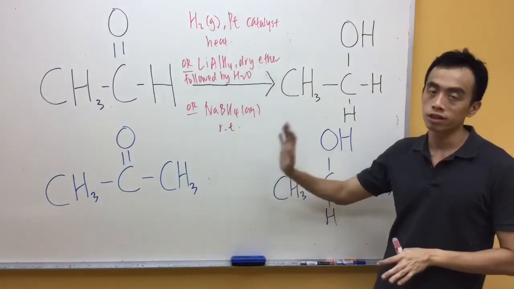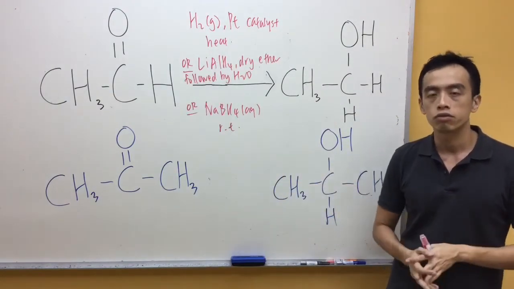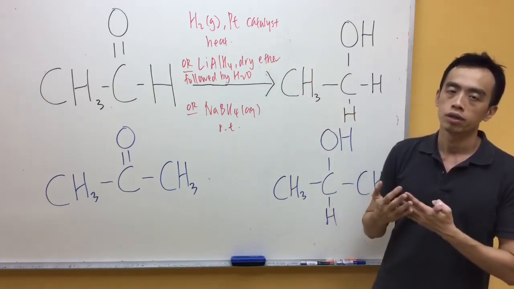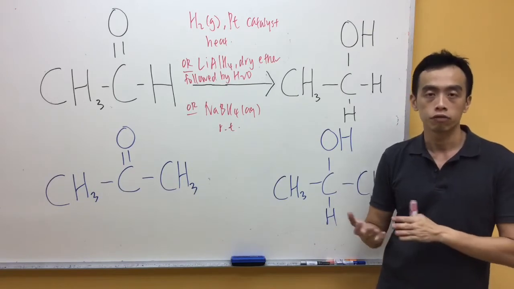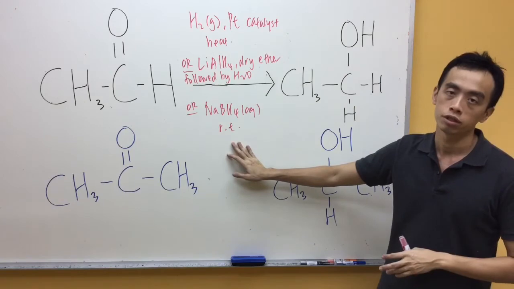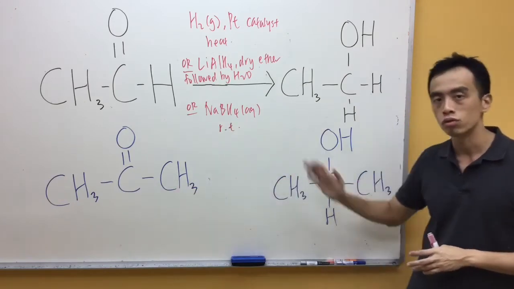So this conversion can be done via any of these 3 reducing agents. I can use hydrogen in platinum catalyst, heat. I can use lithium aluminum hydride in dry ether followed by water. I can also use NaBH4(aq) at room temperature to convert our carbonyl compounds to alcohols.